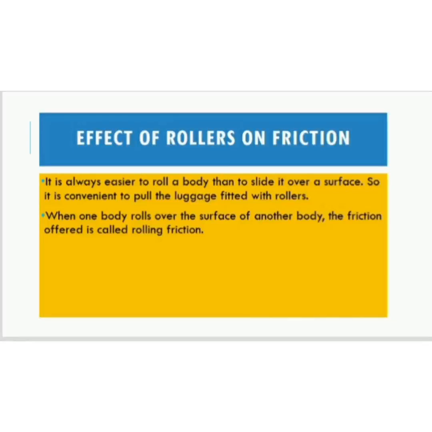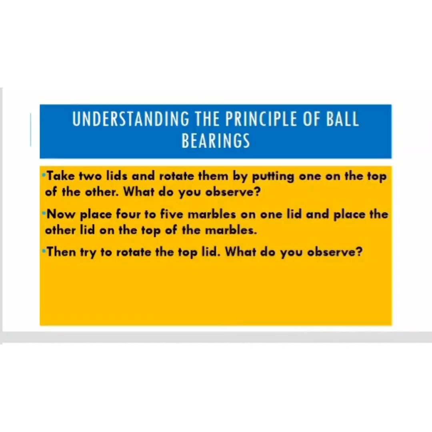It will be traveling up to a certain distance only. Then if we keep 3 pencils under it and push with one push, it will be rolling down. So here the pencil is acting as a roller. So it is always easier to roll a body than to slide it over a surface. So it is convenient to pull luggage fitted with rollers. When one body rolls over the surface of another body, the friction will always be reduced.